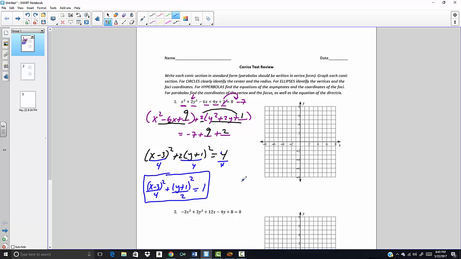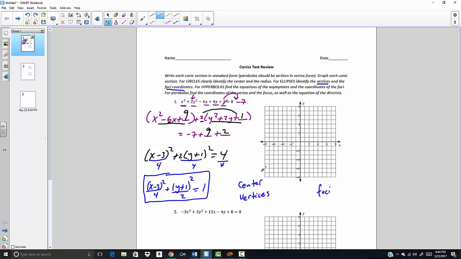So we'll need a couple things. We'll need a center. Okay, and we need some vertices. That's what I'm asking you for. Identify the vertices. And we'll need the foci. Okay, the foci coordinates.